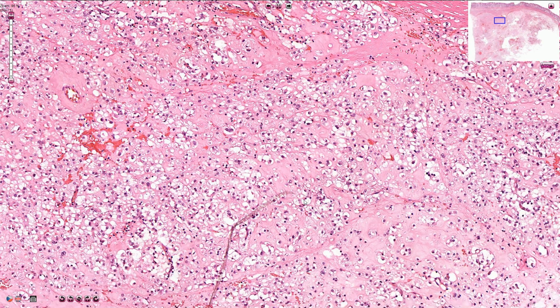GISTs are mesenchymal tumors, and they are typically associated with KIT or platelet-derived growth factor A mutations. They can be seen all over the gastrointestinal tract. Most of them are localized in the small intestine, and about 20 to 25% can be found in the stomach.